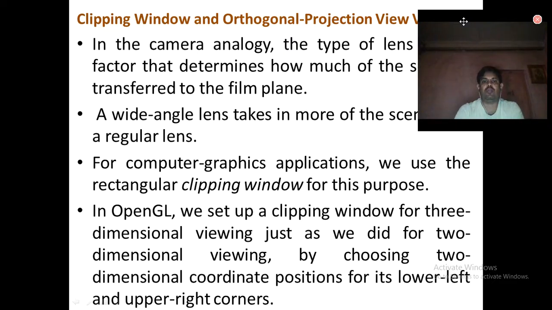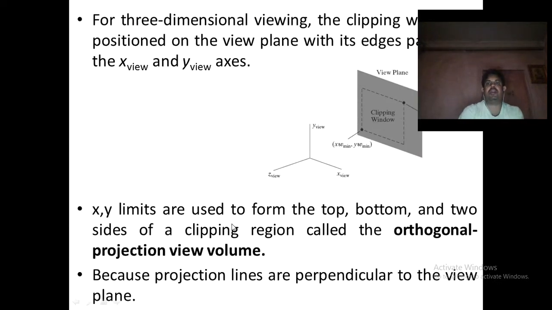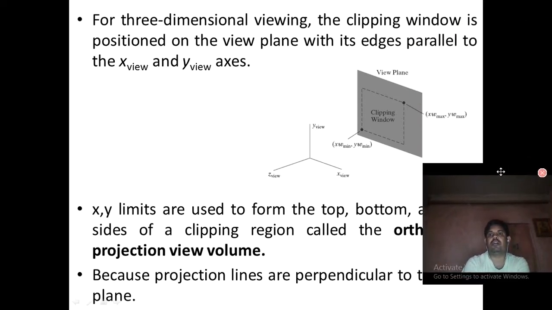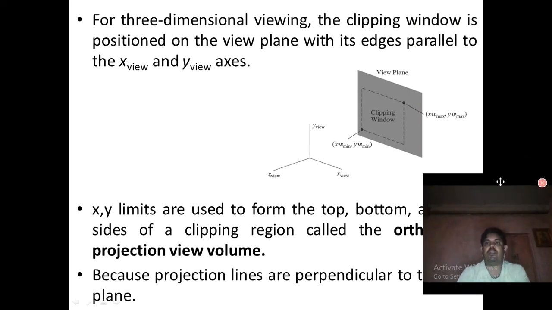In OpenGL we set up a clipping window for 3-dimensional viewing just as we did for two-dimensional viewing. Again, the same way as we did for two-dimensional viewing, here in three-dimensional viewing also we set it up by choosing two-dimensional coordinate positions for its lower left and upper right corners. That means lower left corner x minimum, y minimum, and upper right x maximum, y maximum, you set the clipping window, right? Then afterwards, for three-dimensional viewing, the clipping window is positioned on the view plane with its edges parallel to the x view and y view axes.